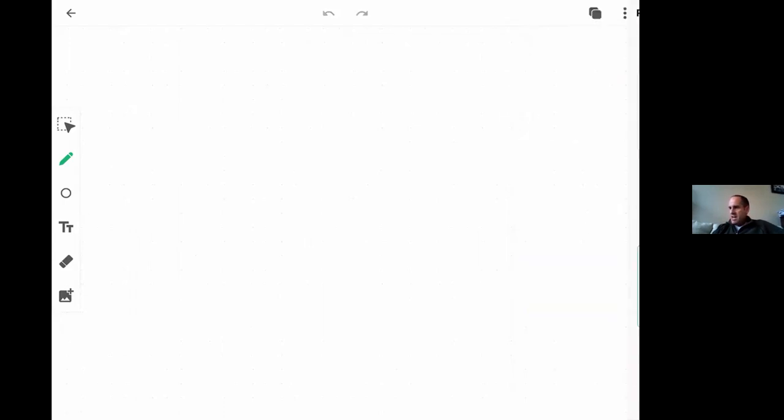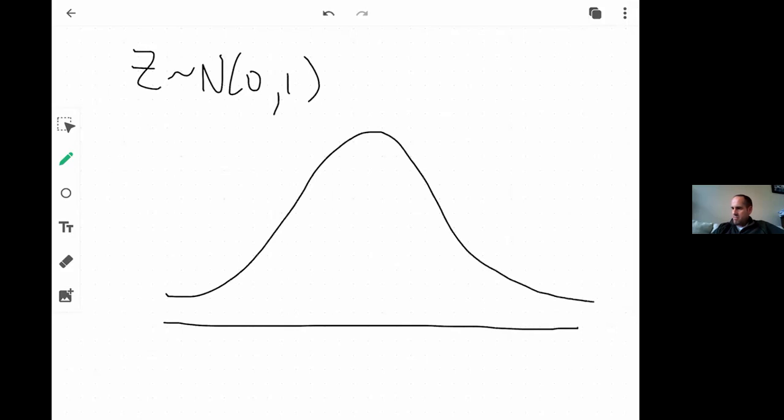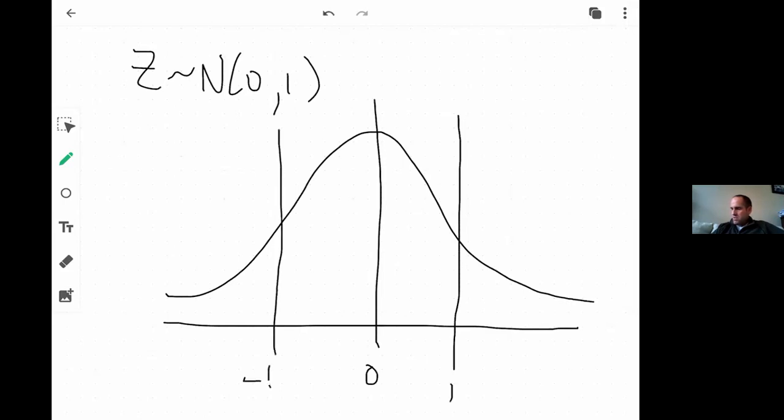So let's just deal with the standard normal here. If I have the standard normal, 0 is right in the middle. Here's 1, here's -1. So that's 1 standard deviation above, 1 standard deviation below.